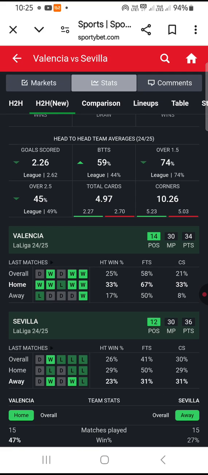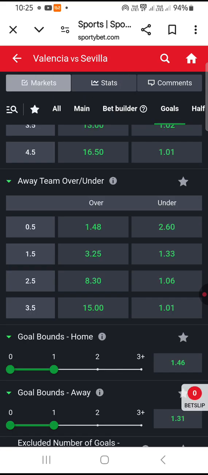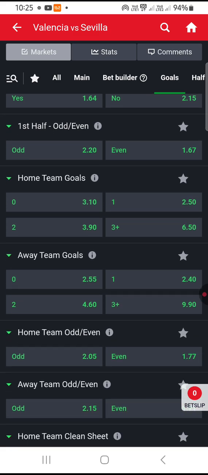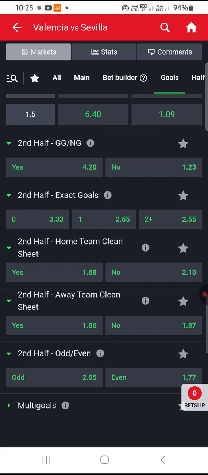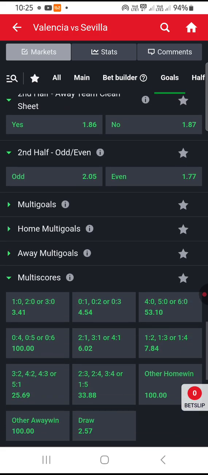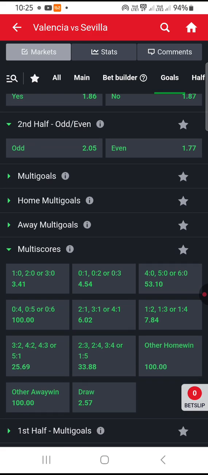How is it done? First, we have to understand what multi-score is. Let's go to goals. Let's understand what multi-score is. For example, multi-score is you are picking a group of possible correct scores. Understand? You're picking a group of possible correct scores. An example is this 1-0, 2-0, 3-0. This is all about home winning. 1 is home, 0 is away, 2 is home, 0, something like that.